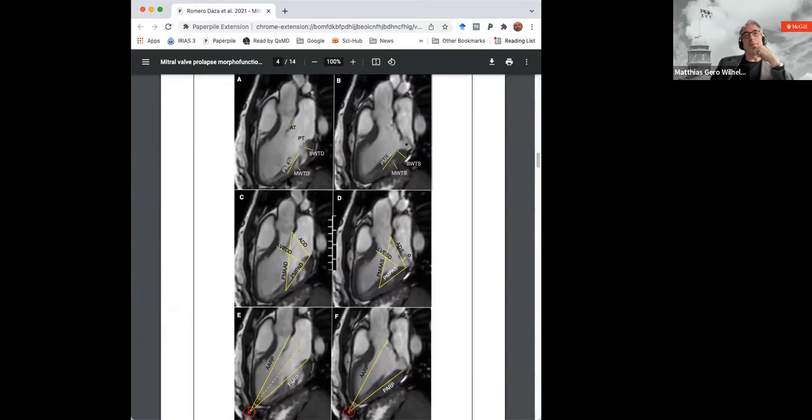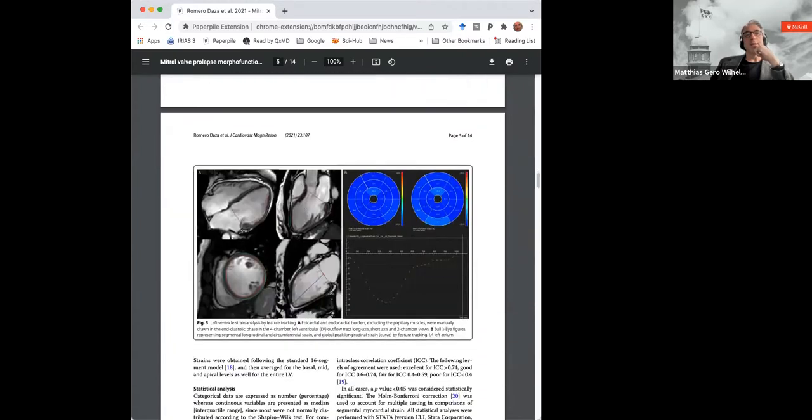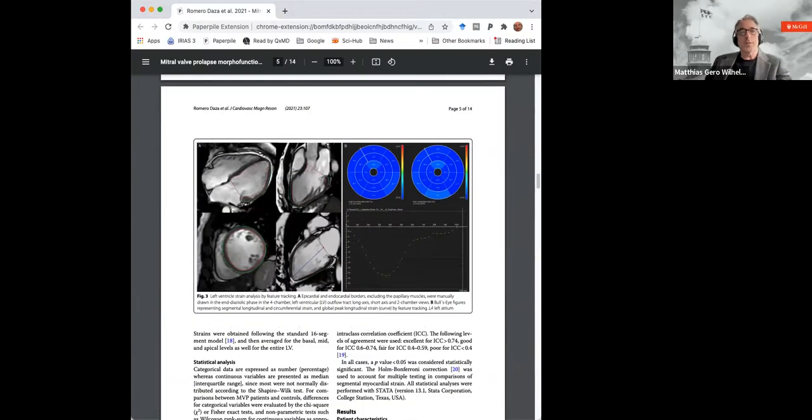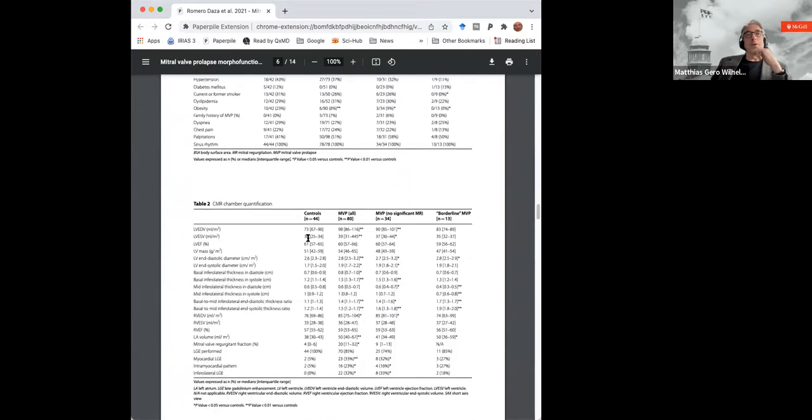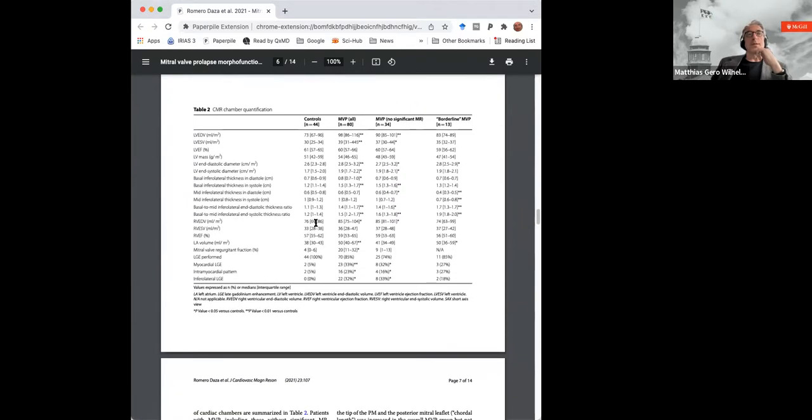They looked at the papillary muscle, the length of the visible cords. They looked at different angles and basically looked in detail at how the morphology and the structure of the left ventricle differ in patients with mitral valve prolapse from those without. So the patient's characteristics are not necessarily that important in that context. So here they looked at the differences between volumes and such.